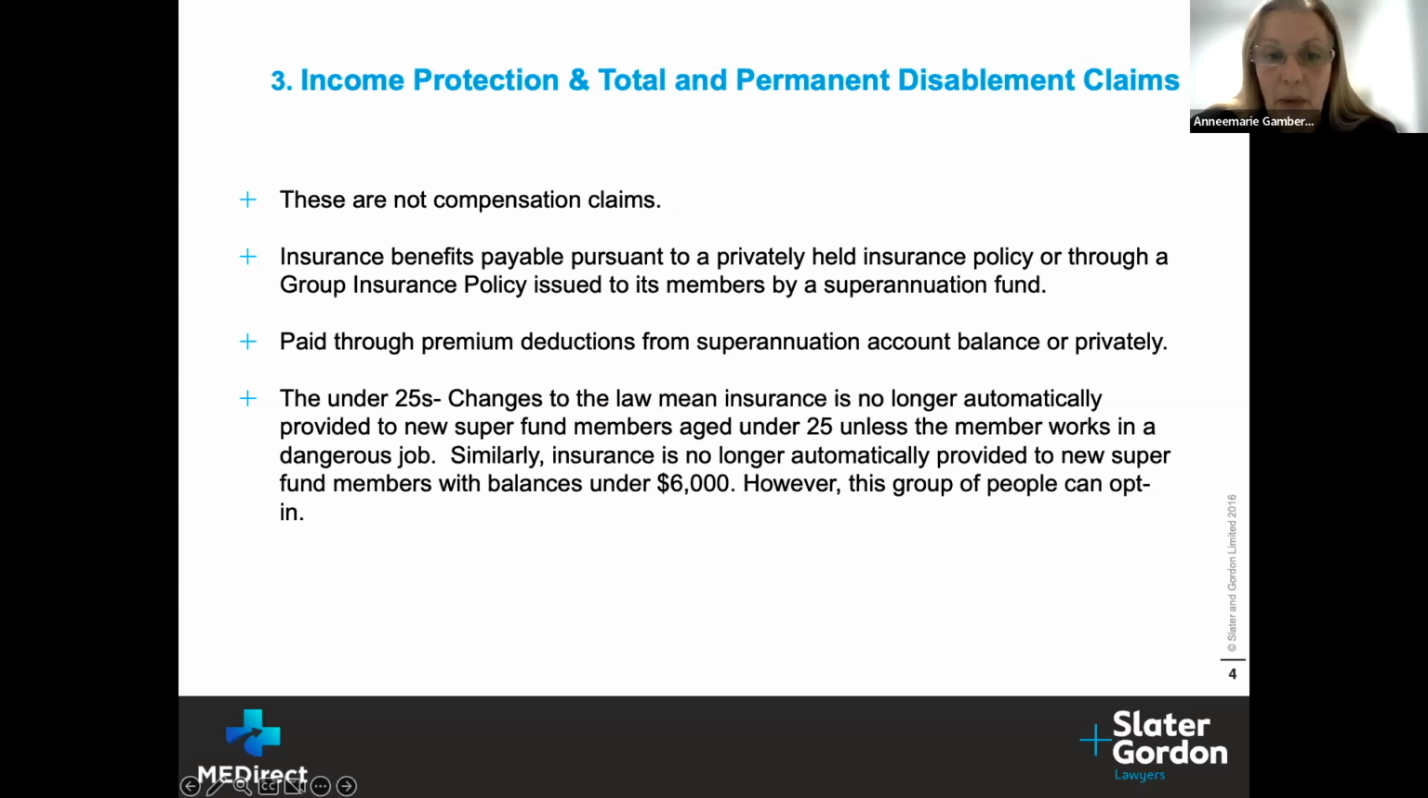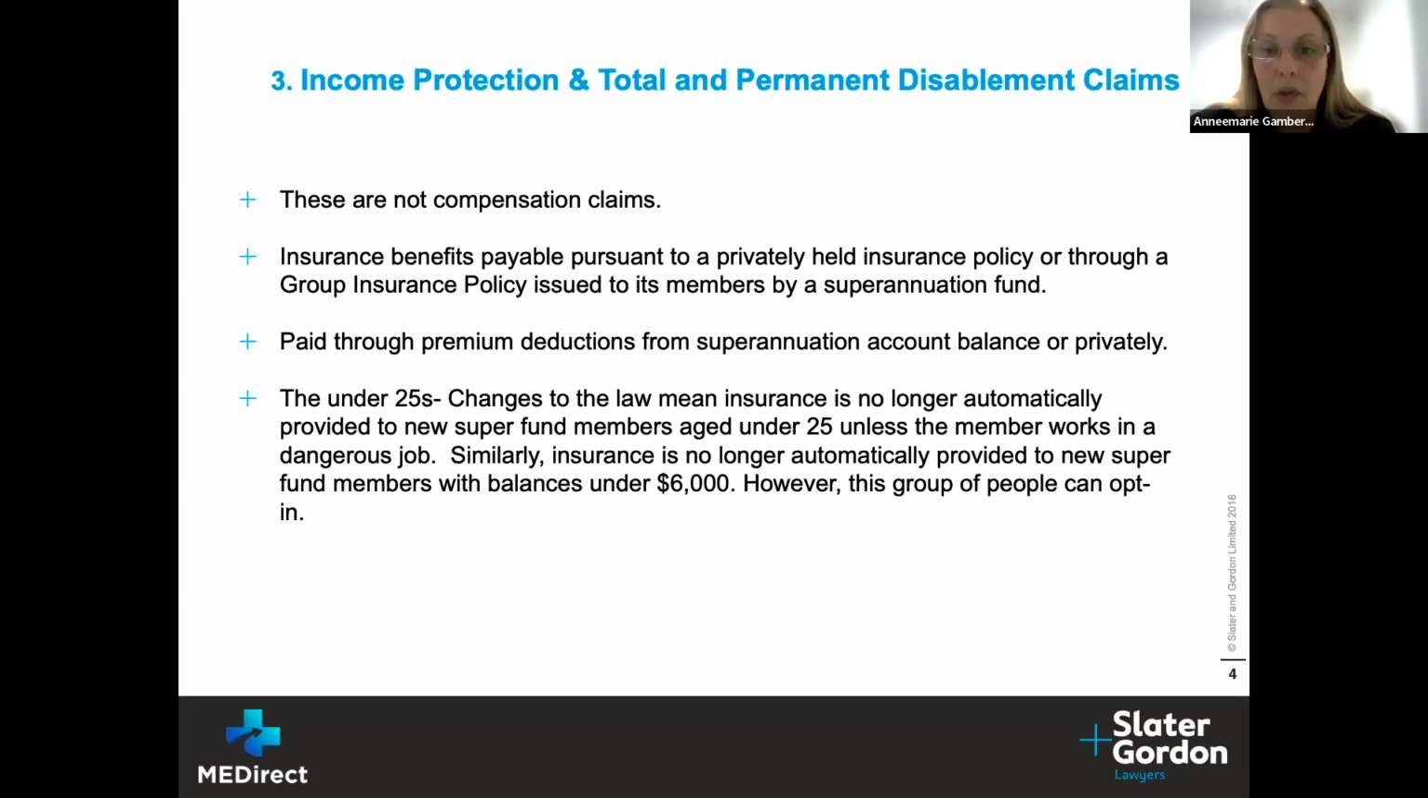into a superannuation fund, and through the member's account balance, so your own money, premiums are deducted so that the member can receive the benefit of insurance cover for income protection and total and permanent disablement claims. It is automatically provided to most people. I'll talk about the exception to that in a moment. And it is provided on what's called an opt-out basis.